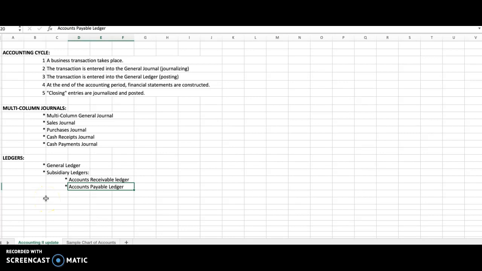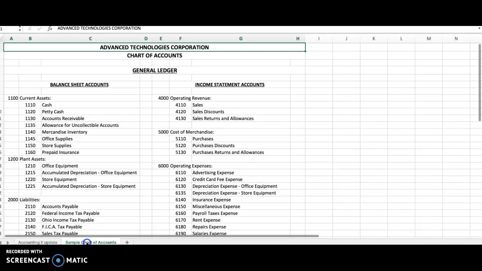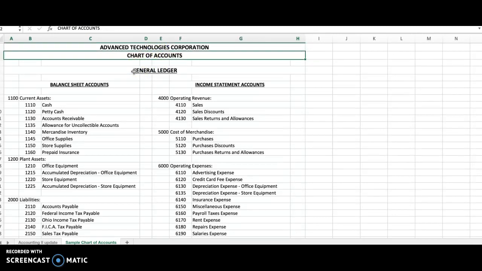So I want to take a look at another tab at the bottom here. You see on this page of the spreadsheet a chart of accounts for the Advanced Technologies Corporation. This is the name of the company, and the chart of accounts is pretty much what it sounds like it might be, simply listing all the accounts and the account number for reference by anyone on the accounting staff. But I want to take a look at the kinds of accounts. Some of them are new that we will be dealing with in the near future.